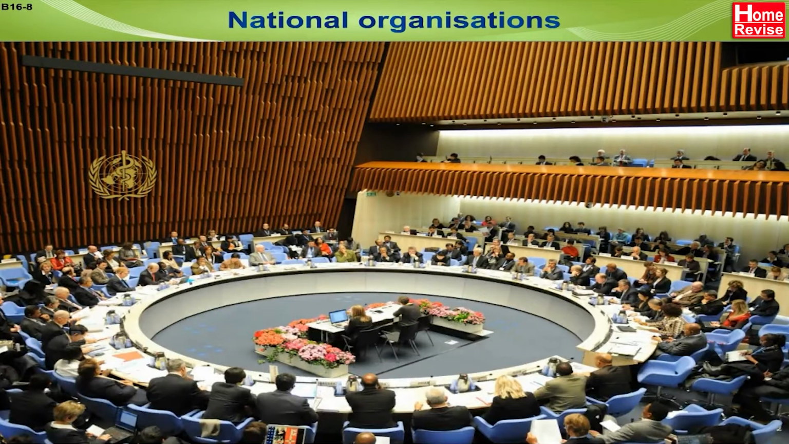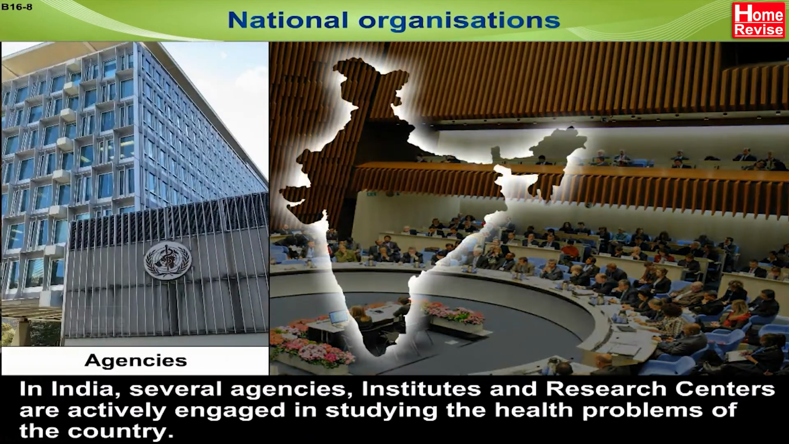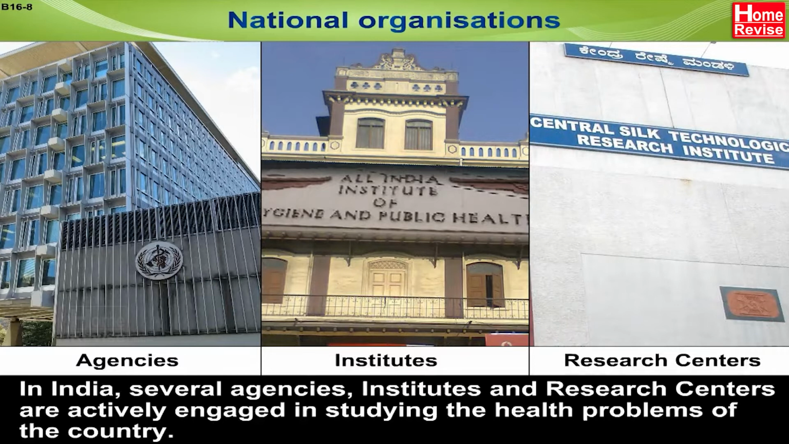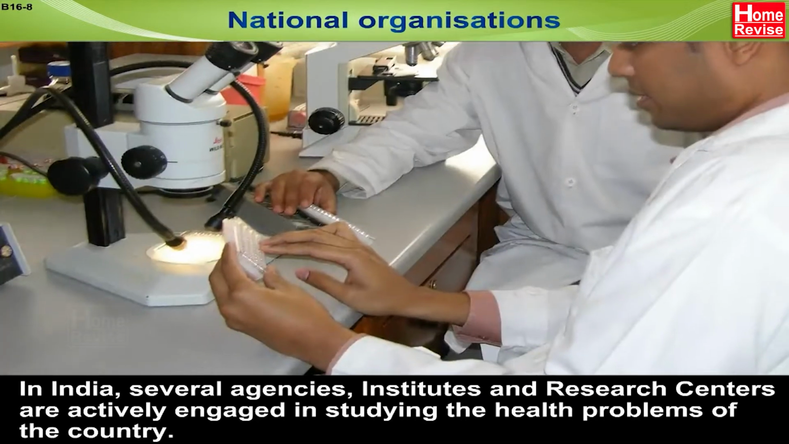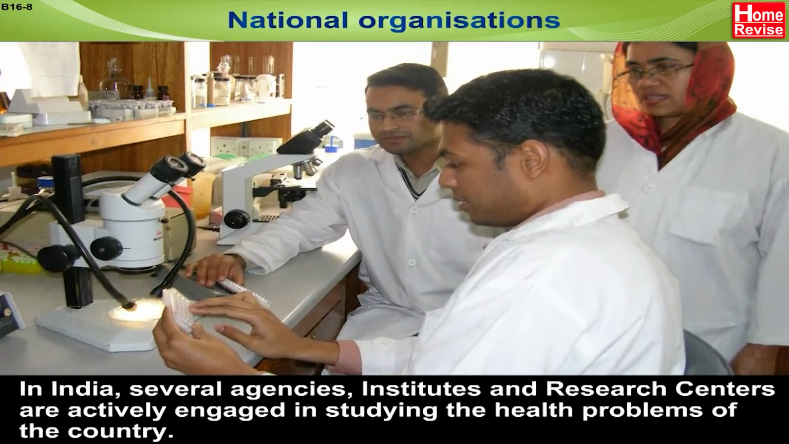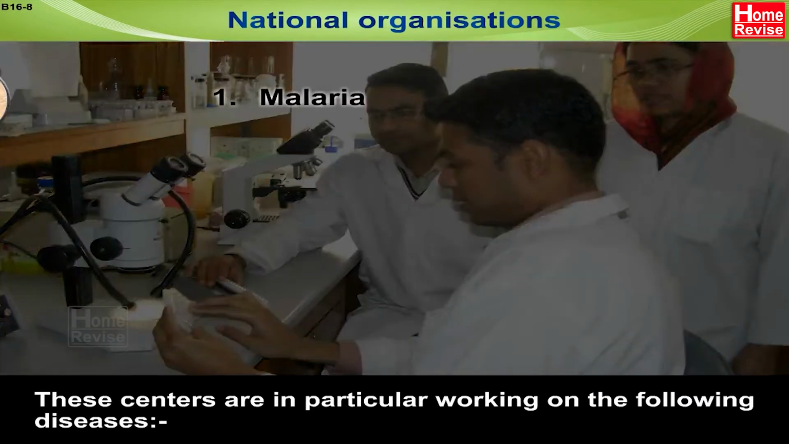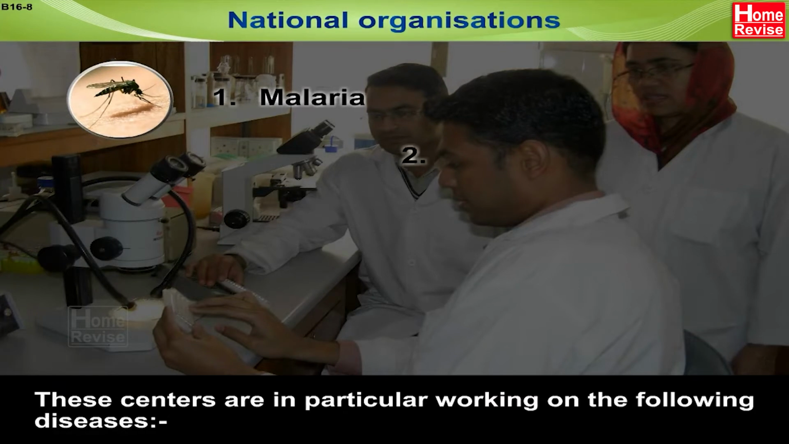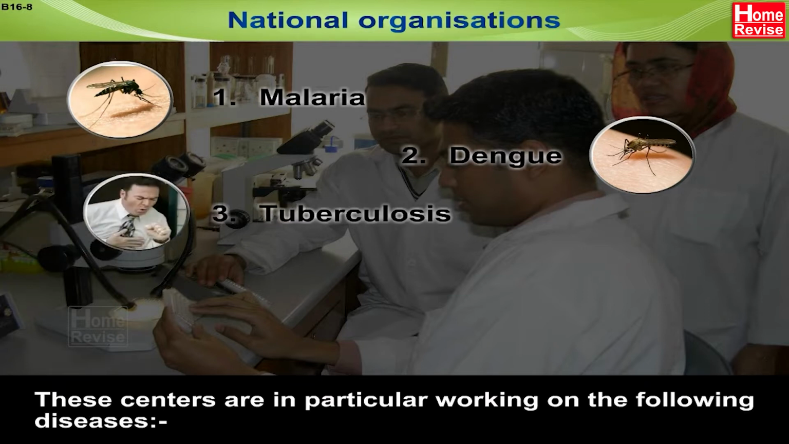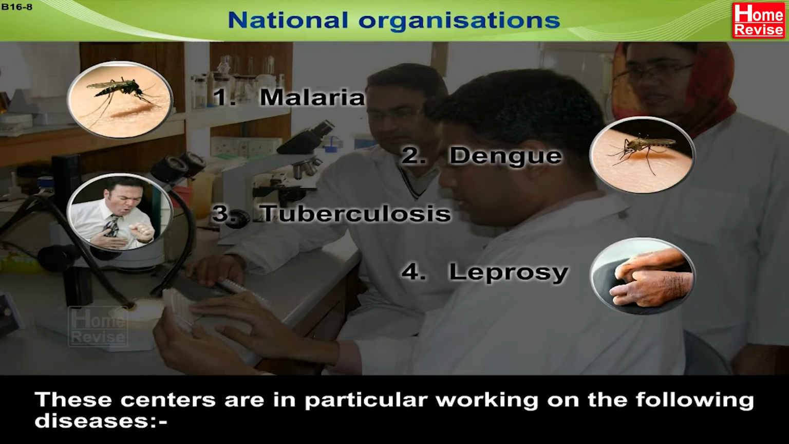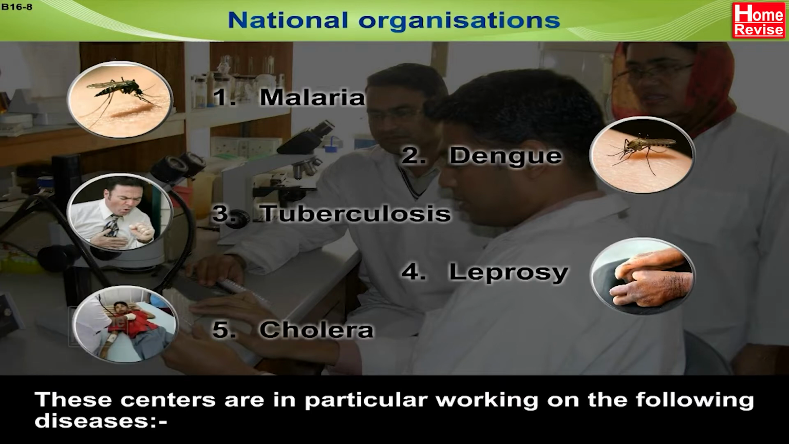National organizations. In India, several agencies, institutes, and research centers are actively engaged in studying the health problems of the country. These centers are in particular working on the following diseases. Number 1. Malaria. Number 2. Dengue. Number 3. Tuberculosis. Number 4. Leprosy. Number 5. Cholera.